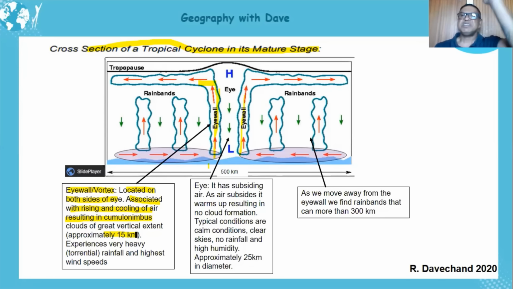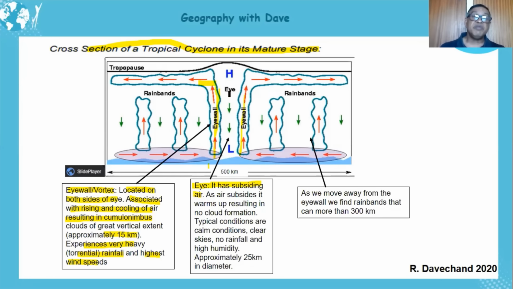Torrential rainfall. So they experience heavy rainfall, torrential rainfall, with the highest wind speeds as it's coming in there. Massive, heavy rainfall, very high wind speeds. Hurricane force wind speeds of hundreds of kilometers per hour. So that happens there. In the eye, it is calm. It is calm and clear. It has subsiding air, because what happens is a low pressure here.